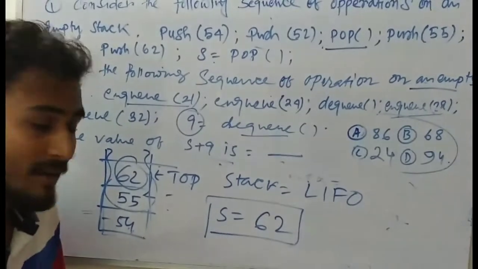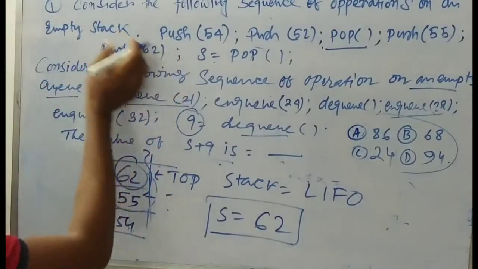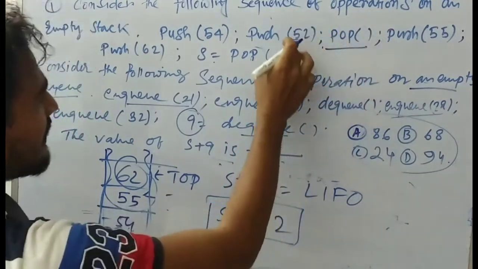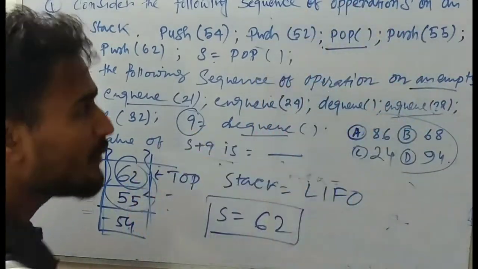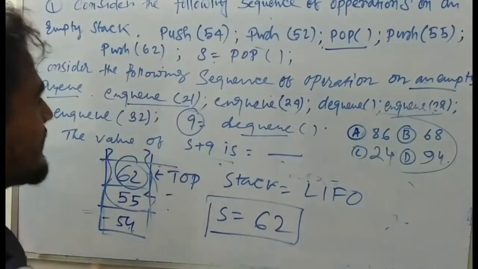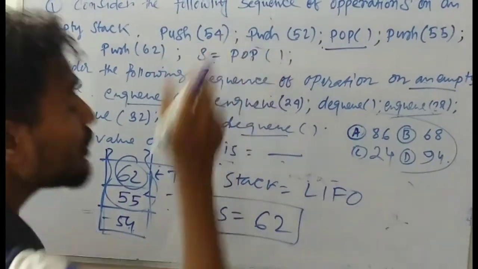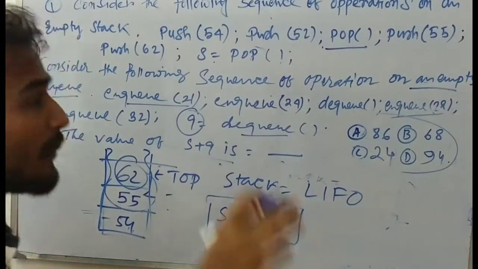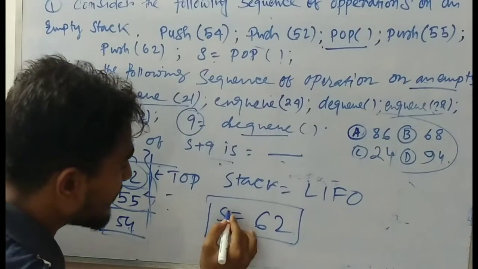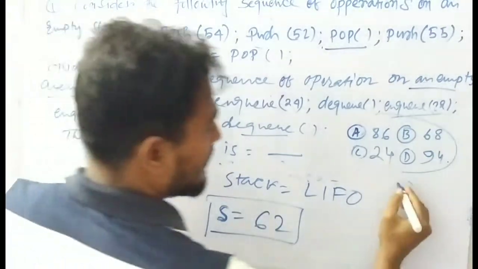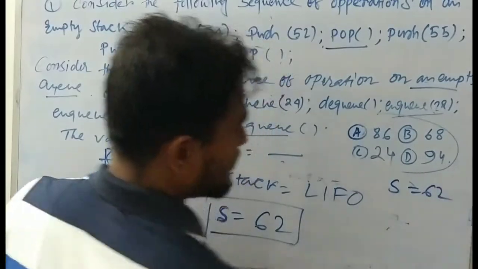Why? Because first we push 54 and 52, then pop, so 52 is removed. Then 55 is inserted, 62 is inserted, and pop. The element popped by that operation is assigned to the variable S. So I assign 62 to the variable S. My value of S is 62.